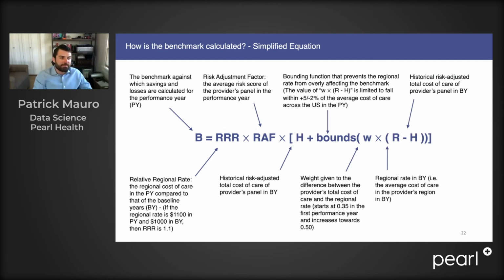Right. I think it's easiest to answer this by going back to this equation. The left three variables in this equation really are the ones that drive most of the benchmark. That's the relative regional rate, the risk adjustment factor, and H, the historical risk adjusted total cost of care. If H is higher, the benchmark is going to be higher. But because shared savings are calculated on your performance this year compared to the baseline, if you knew that H was higher, your historical cost of care was higher for acute cases, then you would expect your total cost of care in future years to decrease pretty dramatically, right?